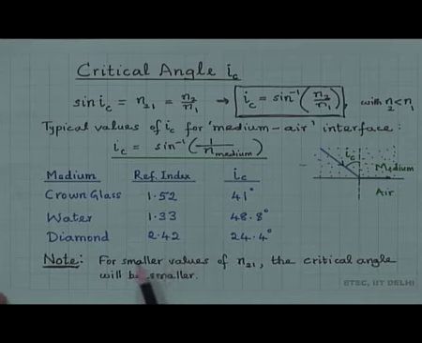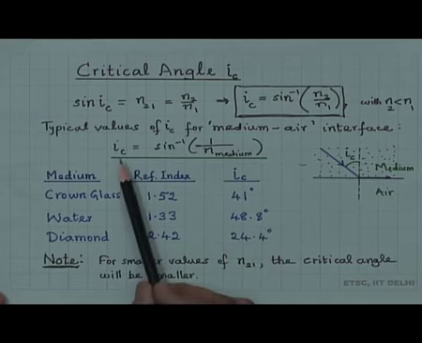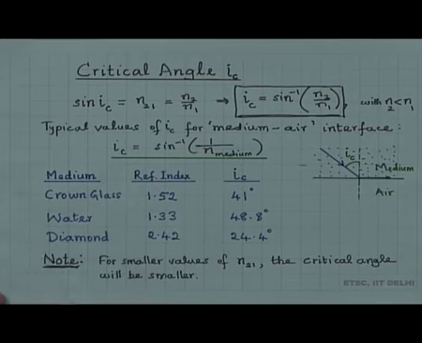What we observe is that as the refractive index of the medium, that is the denser medium, increases, the critical angle decreases. For smaller values of N21, the critical angle will be smaller.